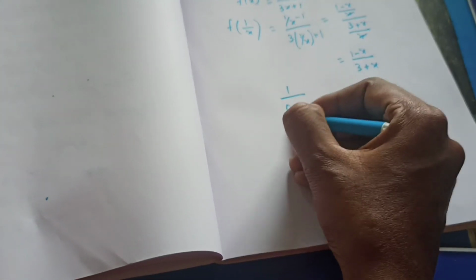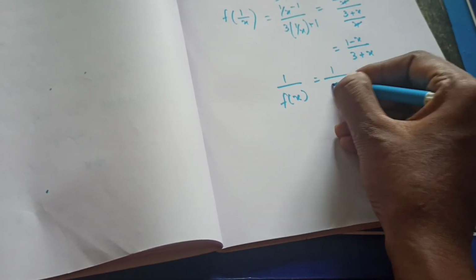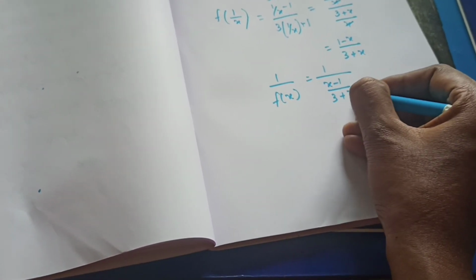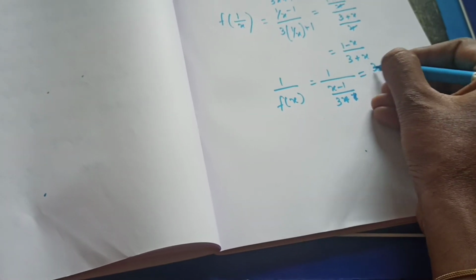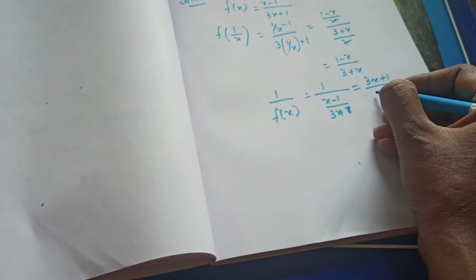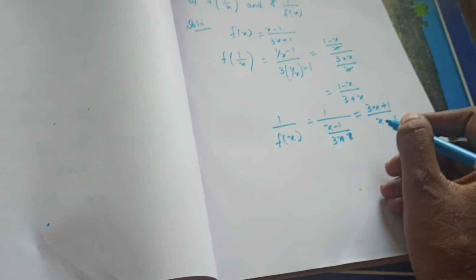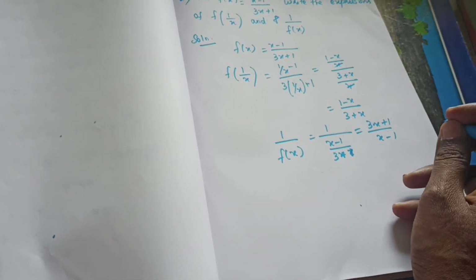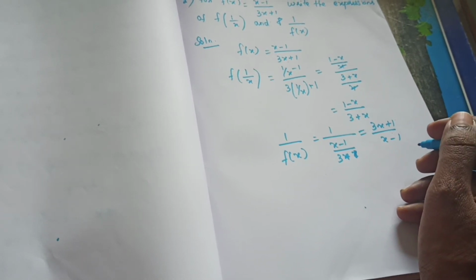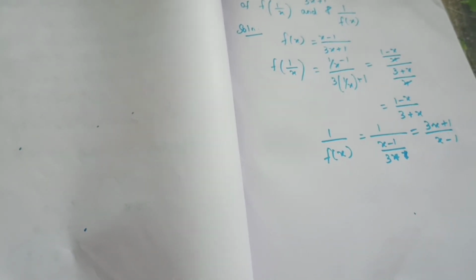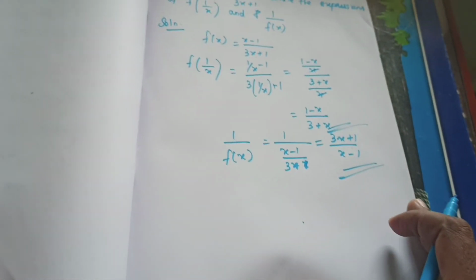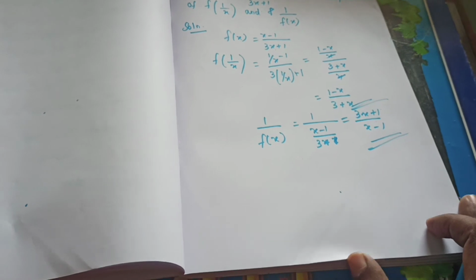Then 1 by f of x, find that out. So 1 by x minus 1 divided by 3x plus 1 is equal to 3x plus 1 divided by x minus 1. So this is one answer, this is another answer. Understand? We just need to find f of 1 by x and 1 by f of x.